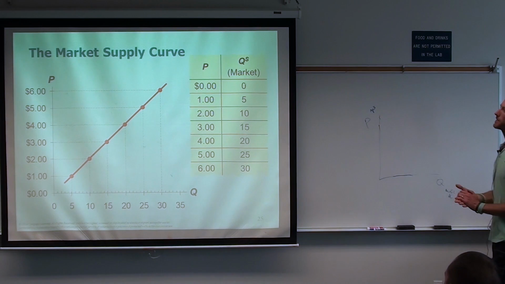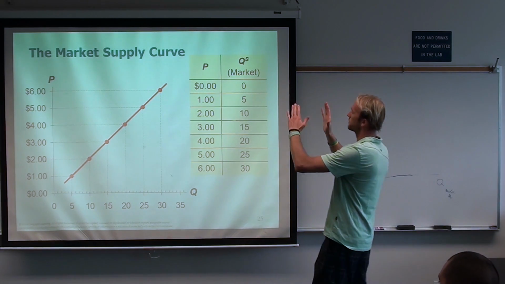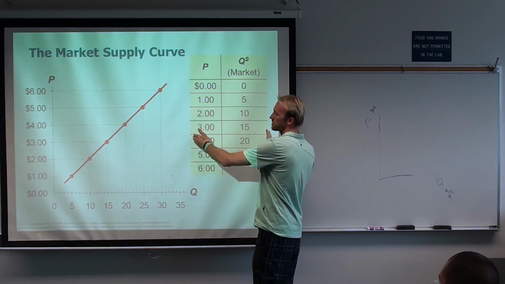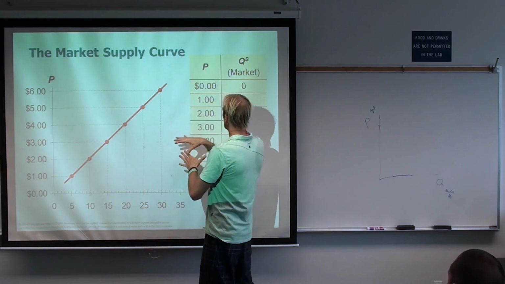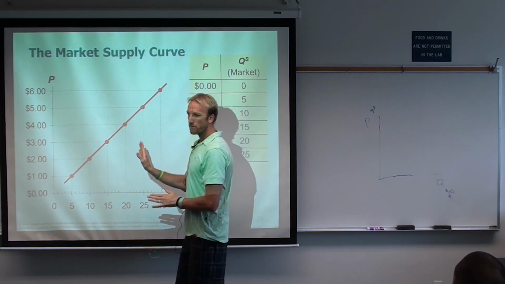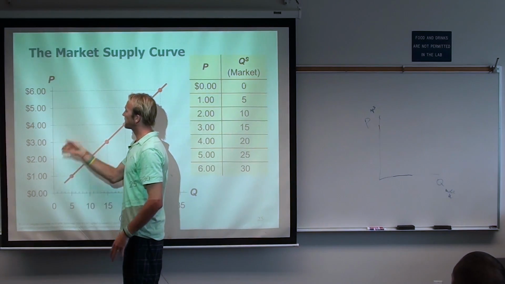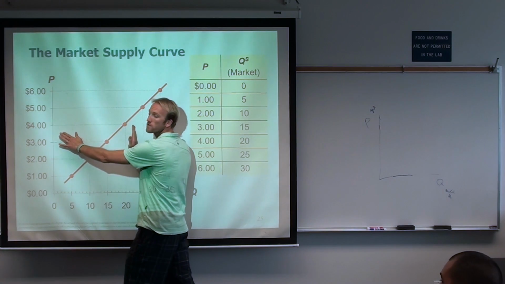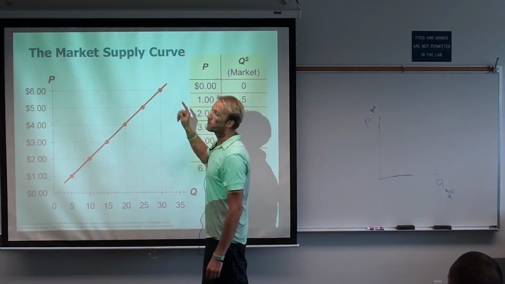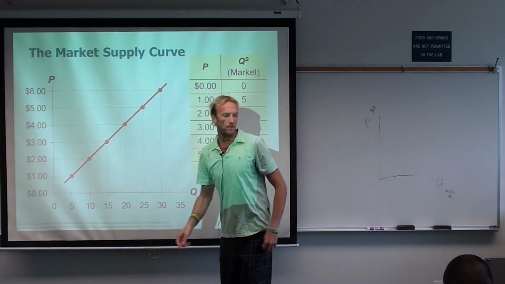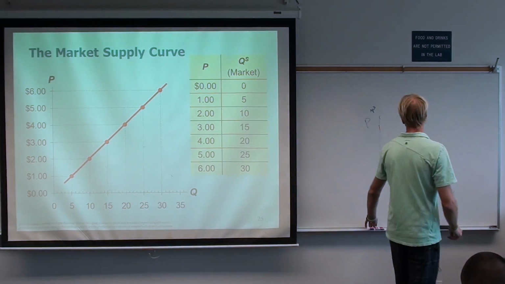And if I graph that, I just take the market supply schedule and turn it into a graph. If you don't have the actual numbers and all you have are the graphs, you'll have one person's supply curve and the other person's supply curve. You just add them up horizontally, same way as demand. Except this time, supply points to the sky. That's how I remember it, in case you guys forget.